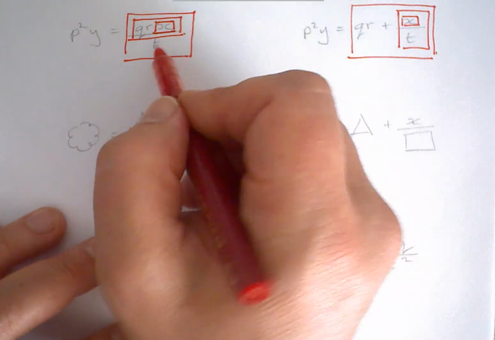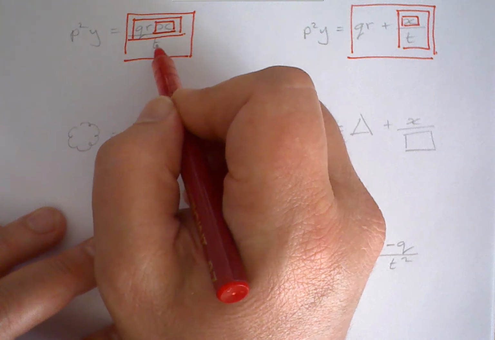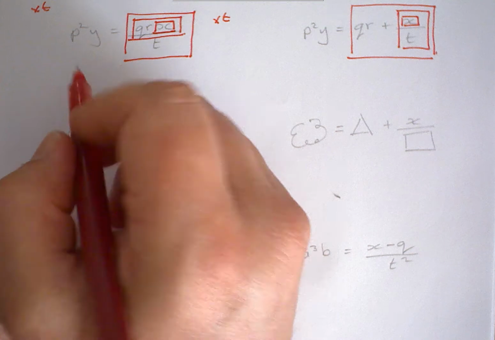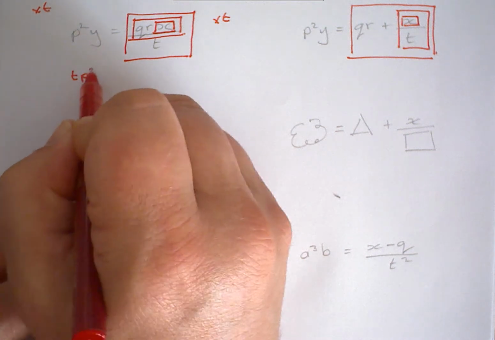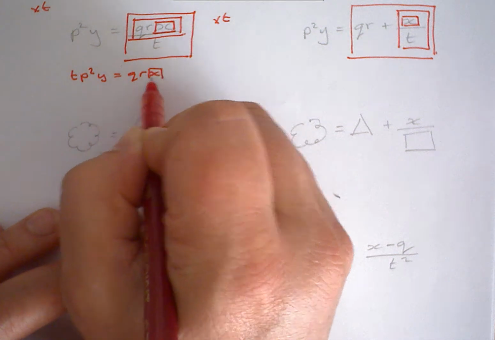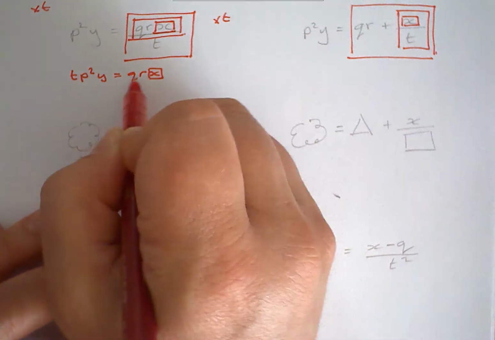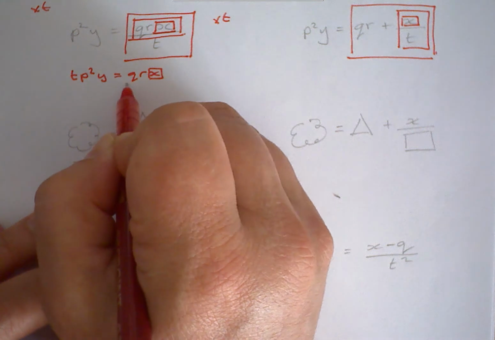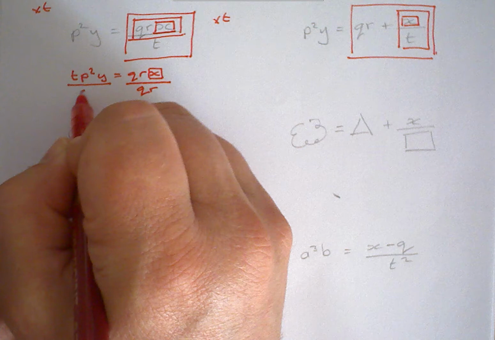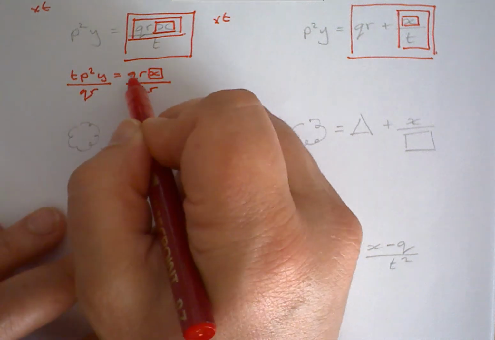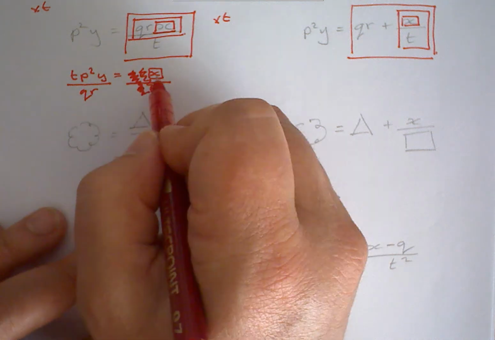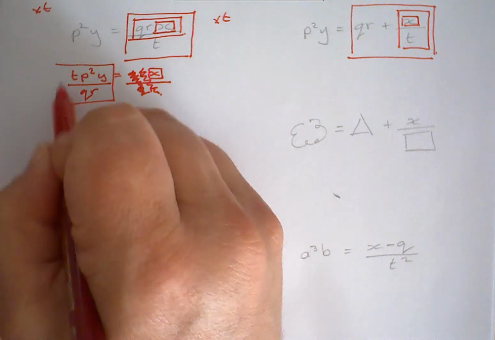So here we've got divide by t, and the opposite of dividing by t is timesing by t. So if I do that to both sides, I'm going to get t p squared y equals qrx. Okay, so it's x I'm trying to get by itself, and it's being multiplied by qr. So the opposite of multiplying by qr is dividing by qr. And so I do that to both sides, and you'll see that this cancels with that, this cancels with that, and I've got x is equal to this, which is your final answer.